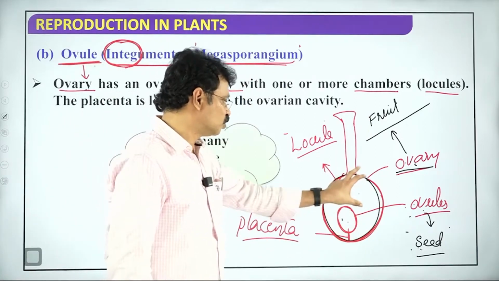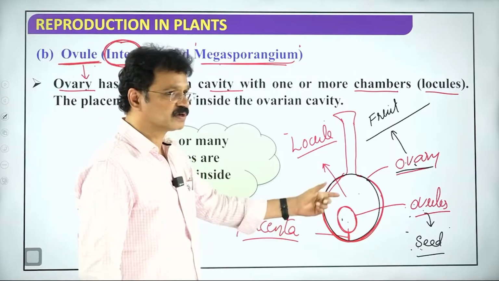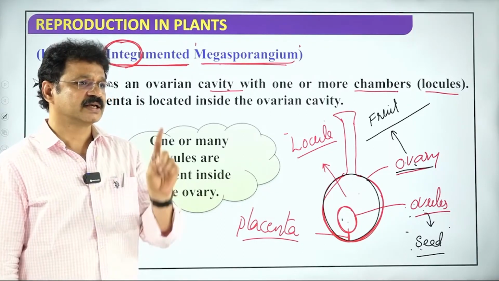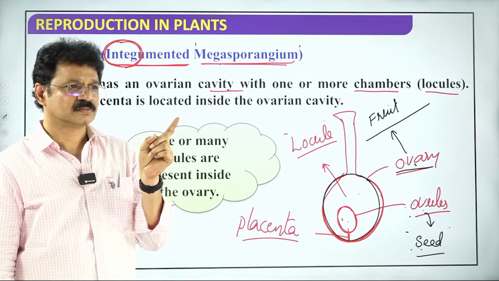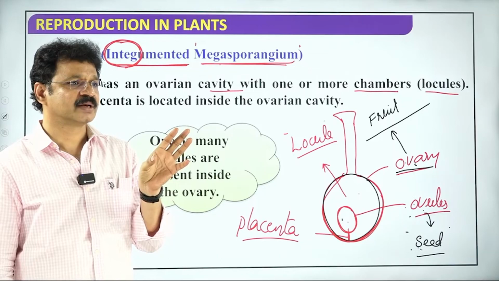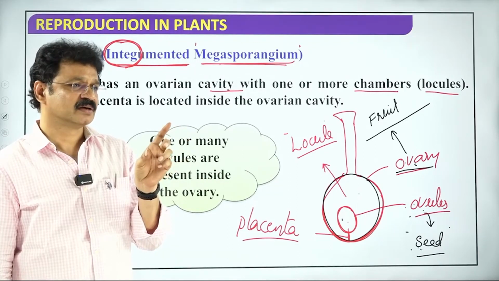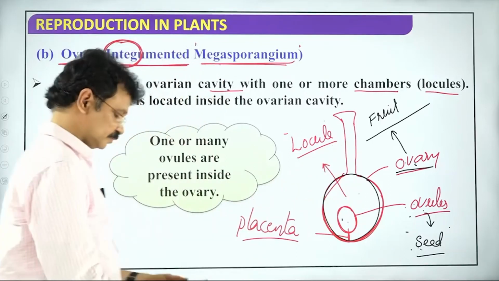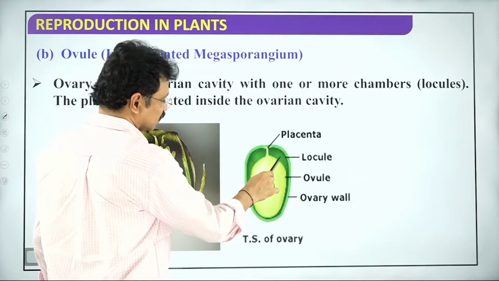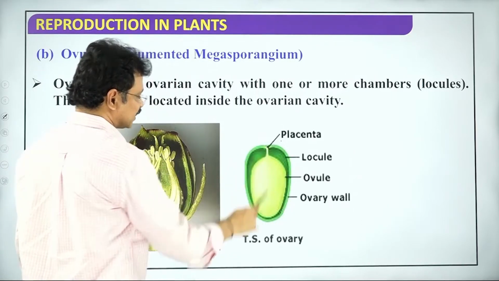How many seeds are possible in fruits? You might have seen several fruits in nature. The number of seeds in a fruit differs from fruit to fruit. For example, mango: how many seeds are found in mango? A single-seeded fruit. Coconut fruit, tender coconut, has a single seed. Watermelon has many seeds, because the number of ovules in the ovary is also many. This is the transverse section of an ovary. Inside the ovary, one empty chamber is there, called the locule. The part of the ovary that bears the ovule is called the placenta.